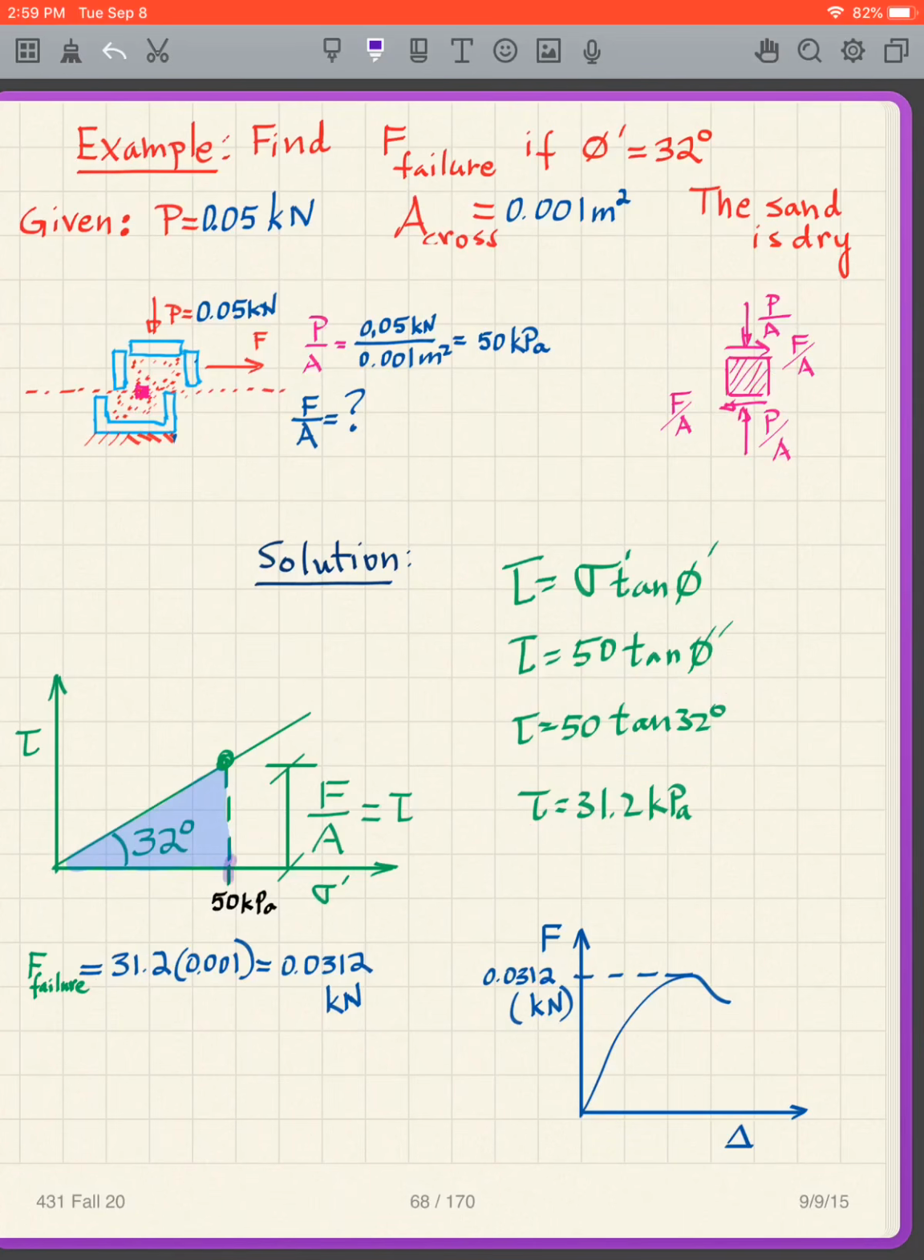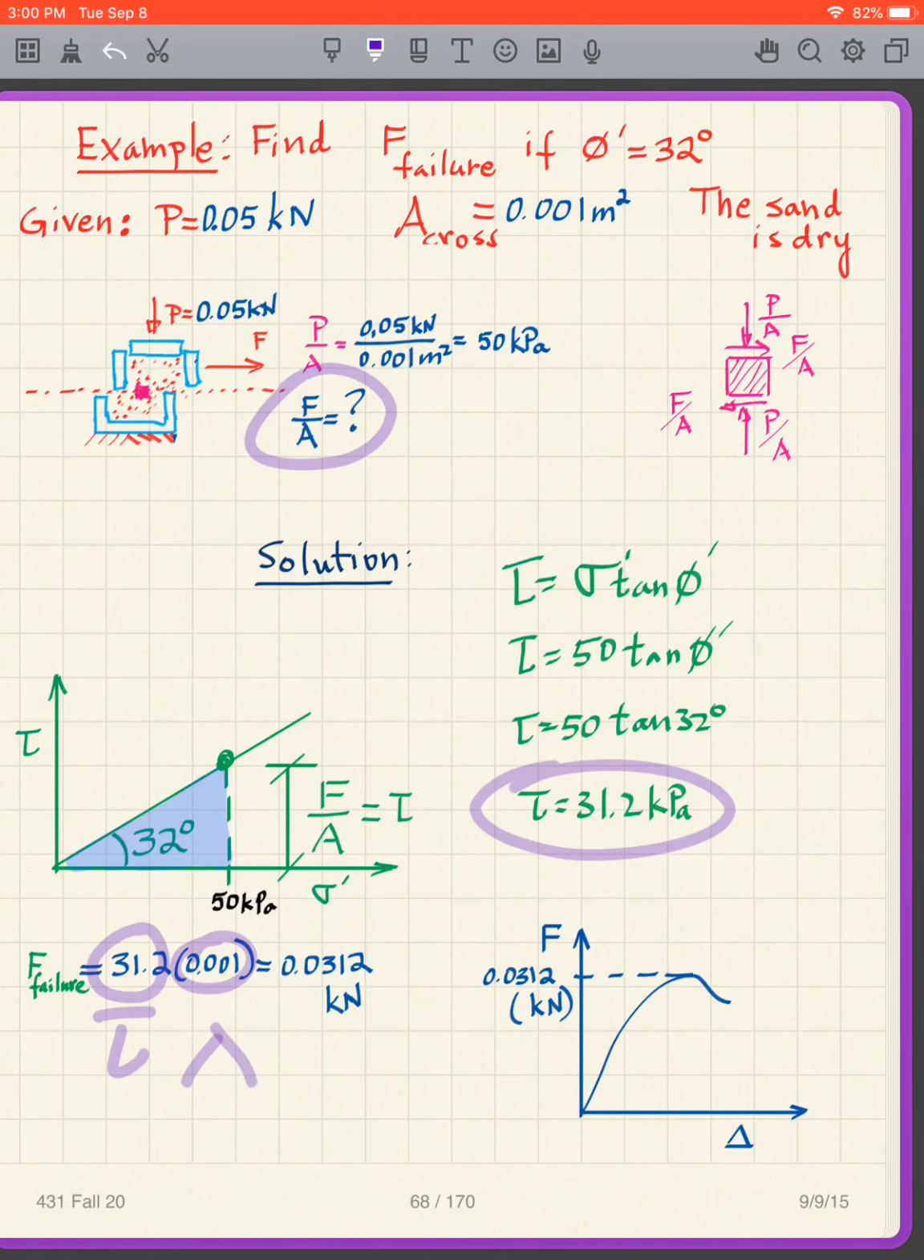So what we're trying to find here, I'm at 50 kilopascals. I want to find what is that point on the failure line. And so what we get is that tau is 31.2. That means that value is 31.2. That's the y coordinate of that point. And therefore that gives me tau. Well, tau is F over A. And so we get that F is tau times A, which is 0.0312 kilonewtons, which means that when I plot my F versus delta, I'm going to hit 0.0312 at the peak. It's going to look something like that, right there at that peak.